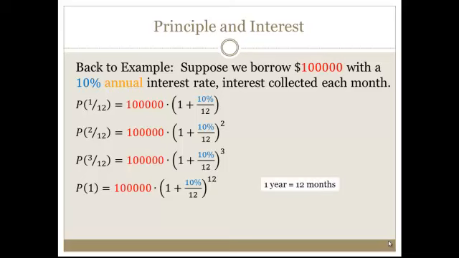Why? Because for each of the 12 months, we need to multiply $100,000 by 1 plus 10% over 12. If we carry this pattern further, we find that P of 2, the amount owed after 2 years, is 100,000 times 1 plus 10% over 12 to the 2 times 12 for the 24 months in 2 years.